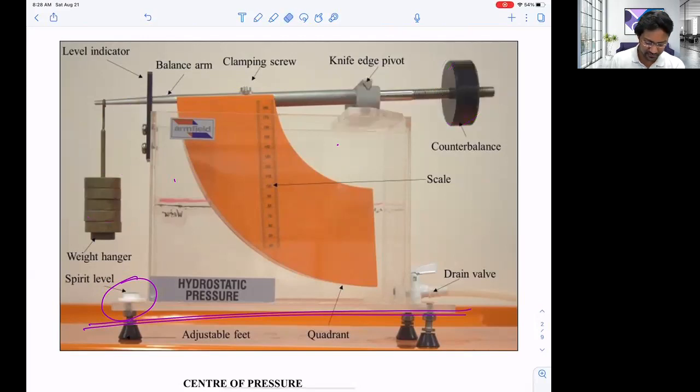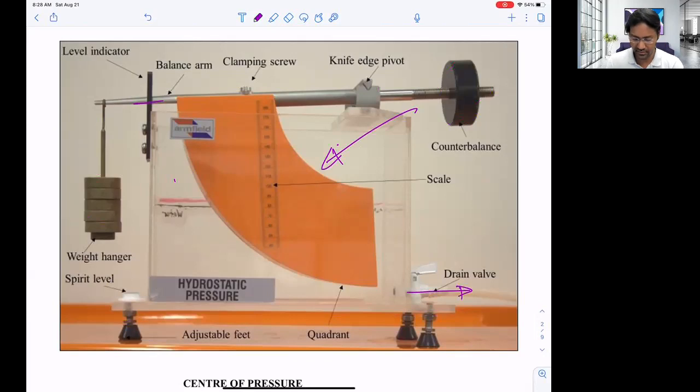So now we have a device or instrument that is perfectly leveled and it is also balanced, right? Then we're trying to disturb this balanced system by adding water. We have a drain valve here. We're closing this one for the time being. We are adding water, okay?